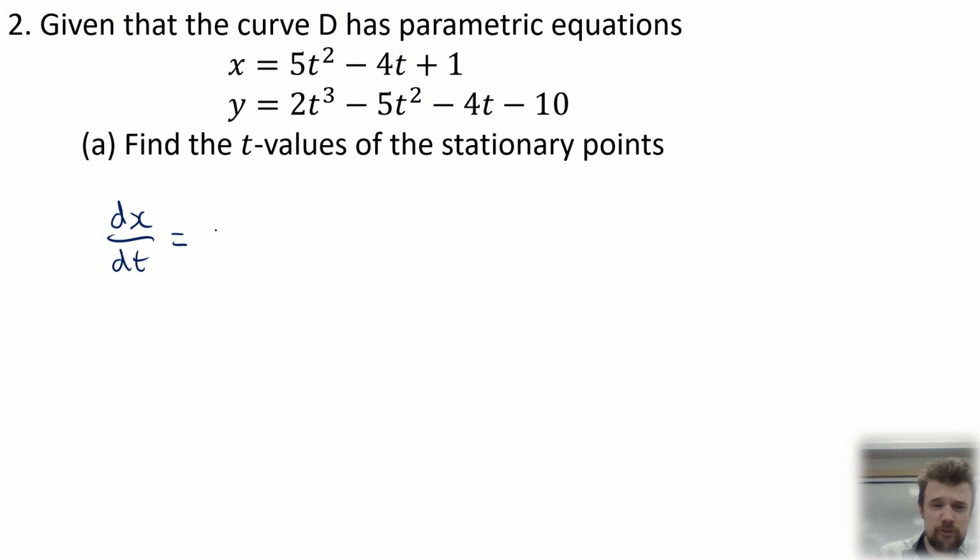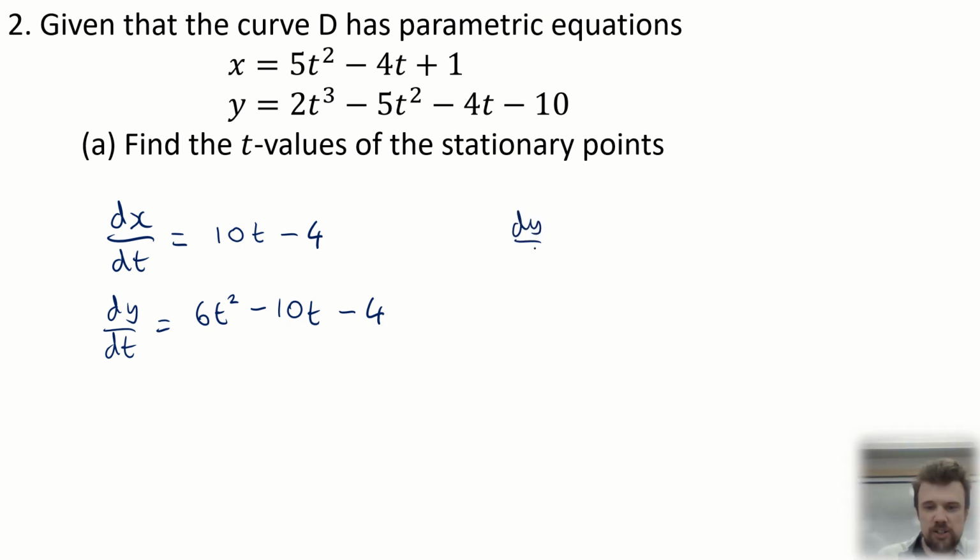Well, I'm going to differentiate both of them, but technically you do only need to differentiate the x. So dx over dt is 10t minus 4. dy over dt, the one that actually matters, is 6t squared minus 10t minus 4. Of course, we set dy/dx equal to 0. You could find dy/dx yourself first, but in reality, if dy/dx is equal to 0, I'm just going to say that immediately the top of the fraction, which is dy over dt, is equal to 0. Anyway, so you've just got to solve that quadratic equation.